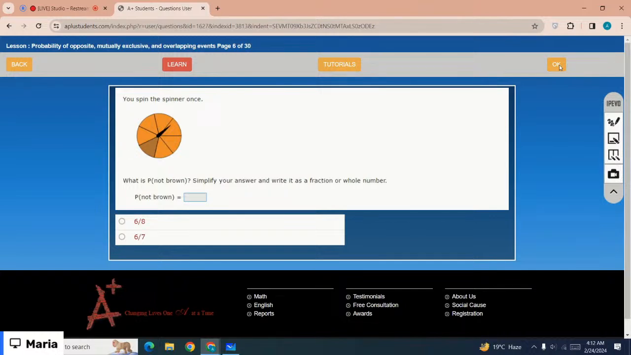You spin the spinner once. What is the probability of not brown? Which is the correct option?